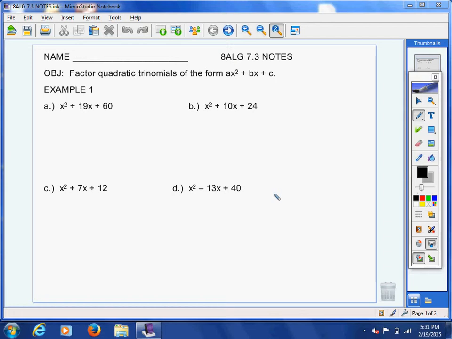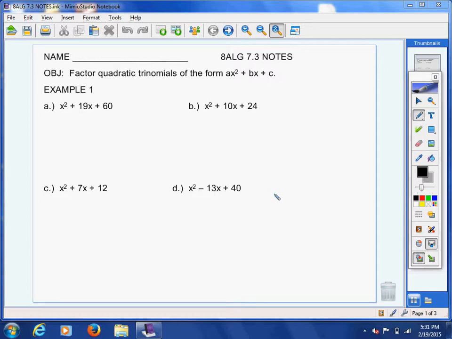Oh, it's getting fun, guys. We just completed section 7.1 and all those examples. We did 7.2 with the greatest common factor and learning how to factor that way. Now we're going to do 7.3. Now it's starting to get fun.